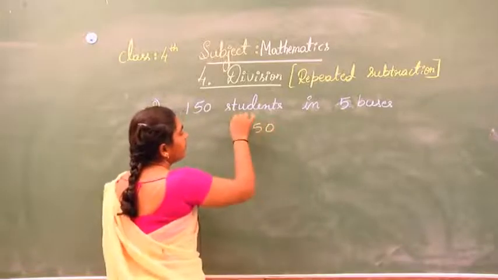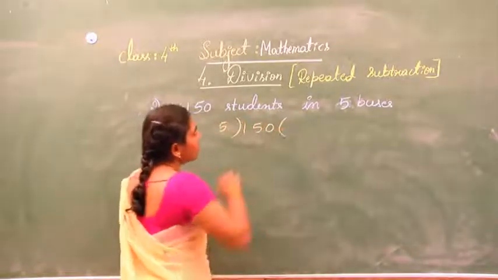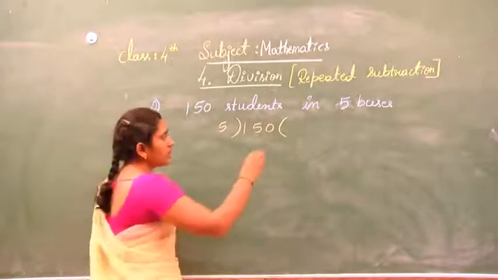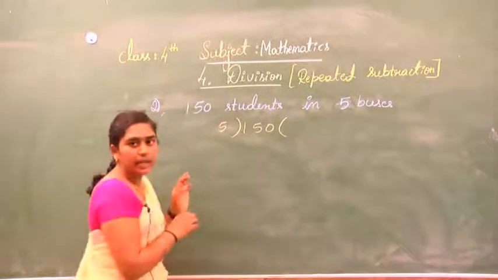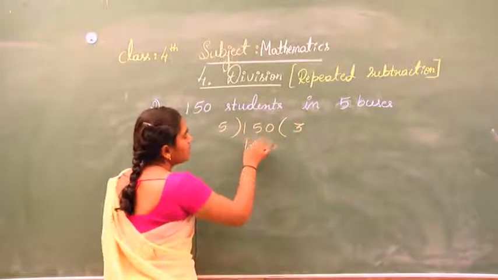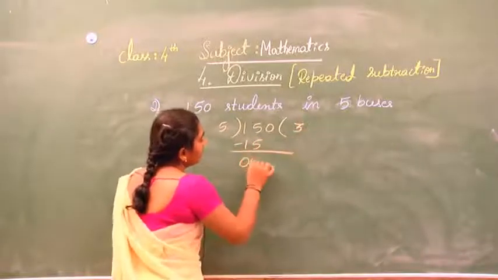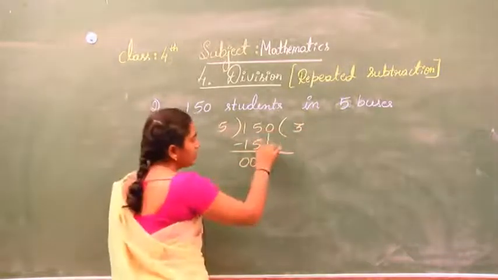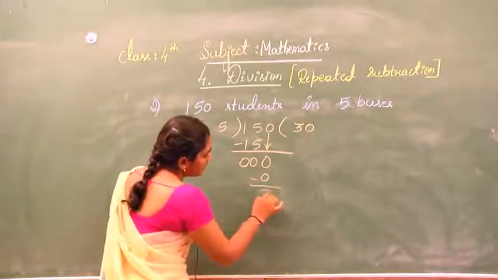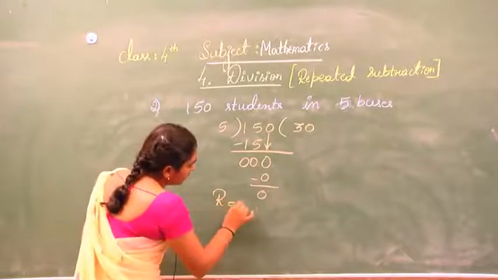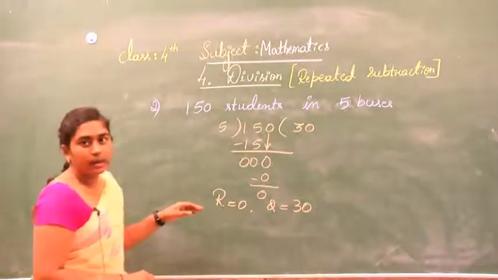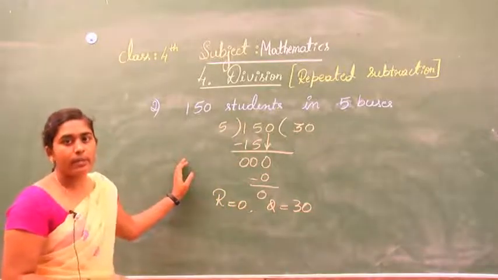You need to divide 150 with 5, right? Then only you can find out how many are there in each bus. How many is 15? 5 threes is 15. Then you get 0. That 0 you need to take down. 5 zeros is 0. So remainder is 0. Quotient is 30.